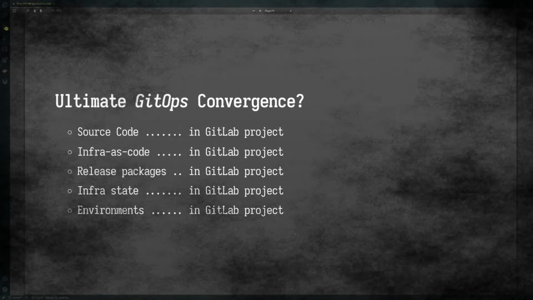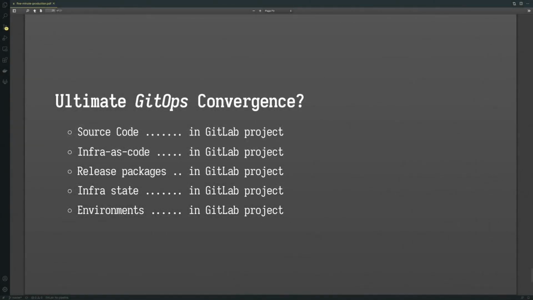In my personal experience, this is one of the most complete examples of GitOps. Your application source code lives inside your GitLab project. Your infrastructure defined as code lives inside your GitLab project. Your CI/CD pipeline lives inside your GitLab project. Your infrastructure state lives inside your GitLab project.